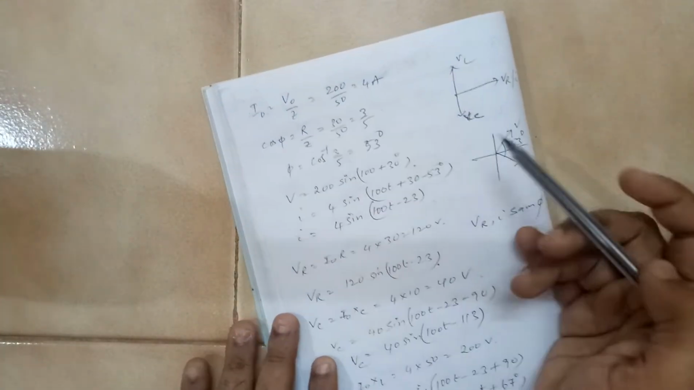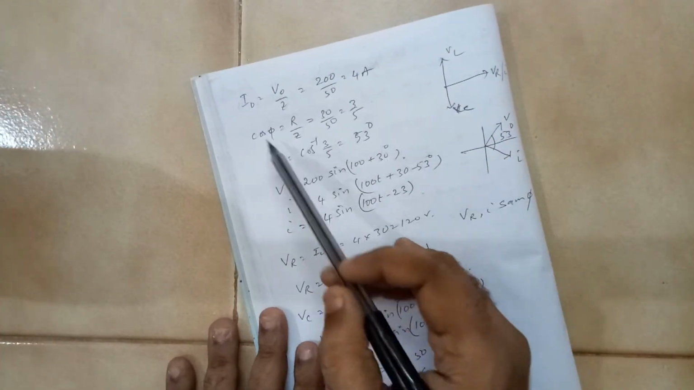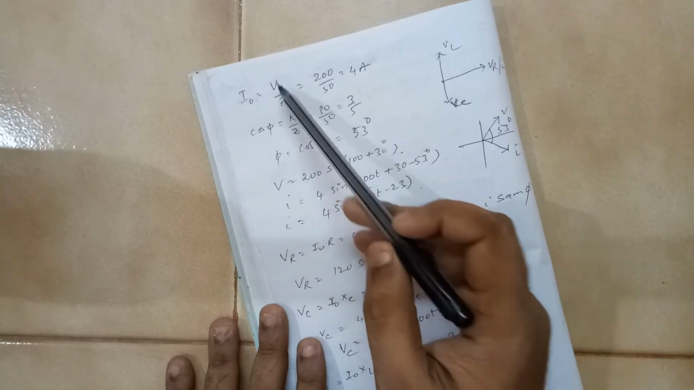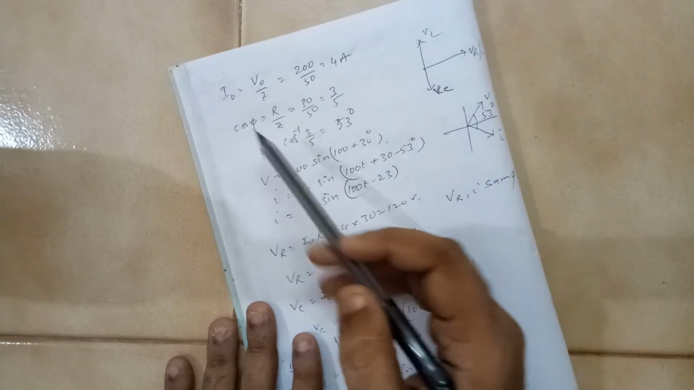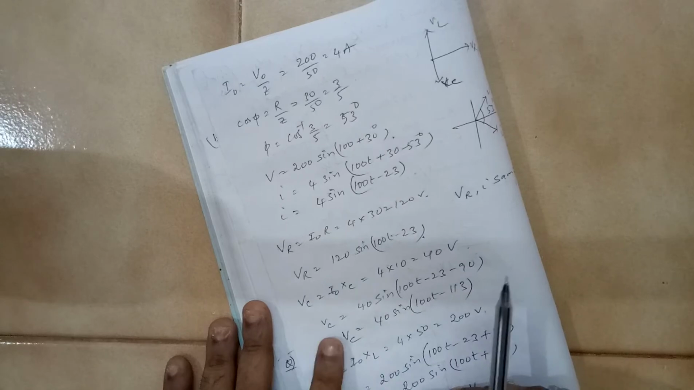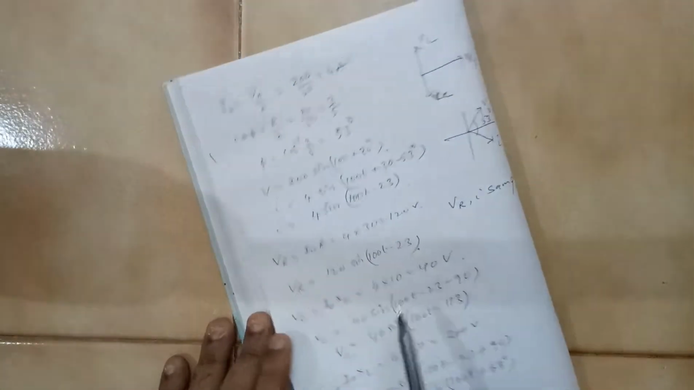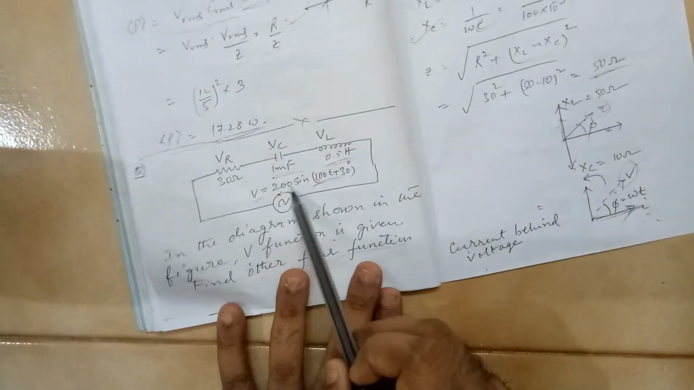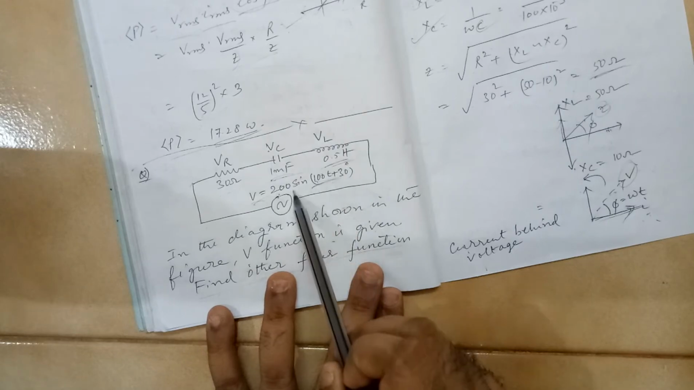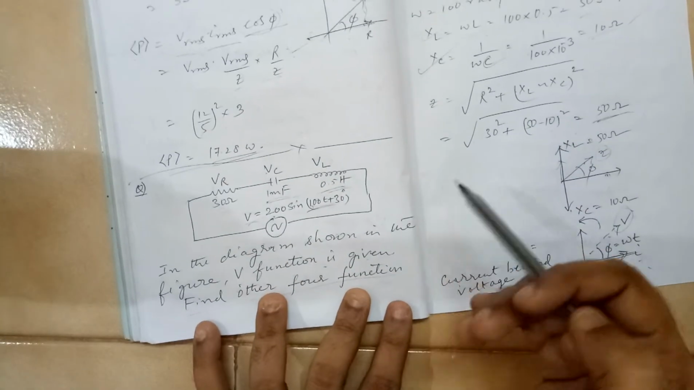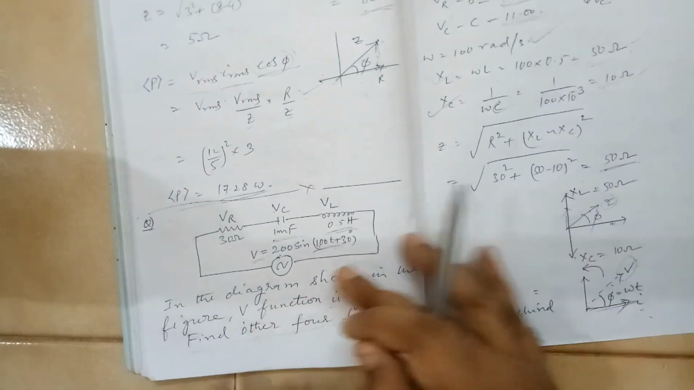So we need to get the peak values now. Peak value of current will be peak value of voltage divided by the impedance. So what is the peak value of current? What is the peak value of voltage? Look at this equation. Sine value can be 1 maximum, so V0 will be 200.